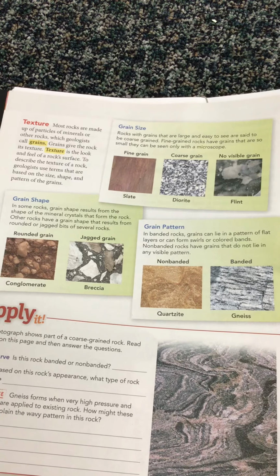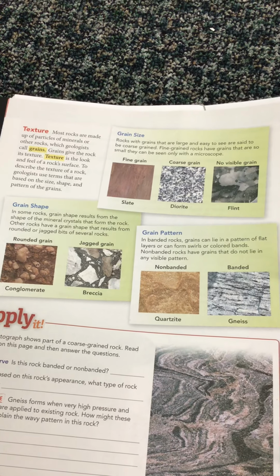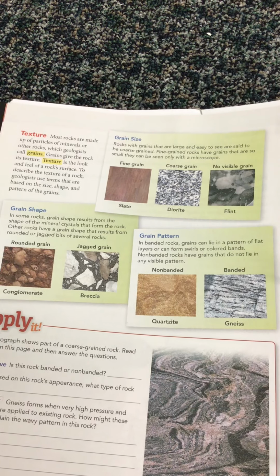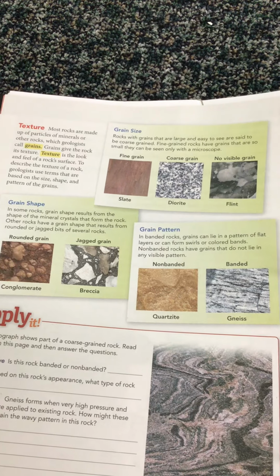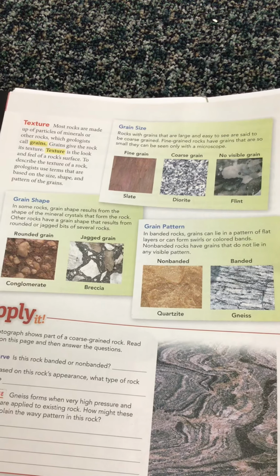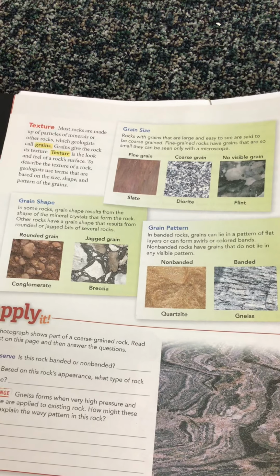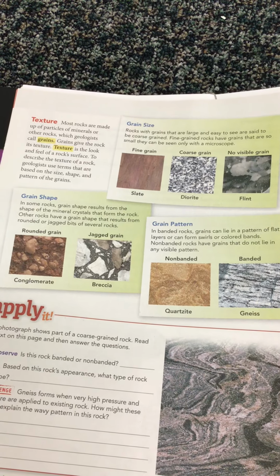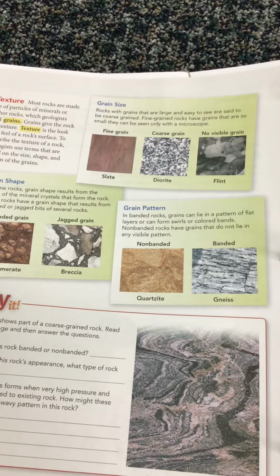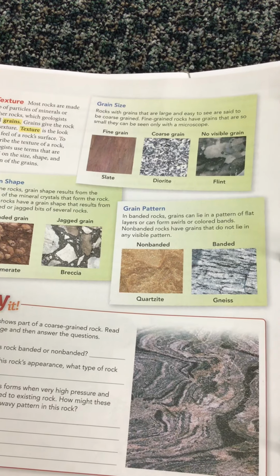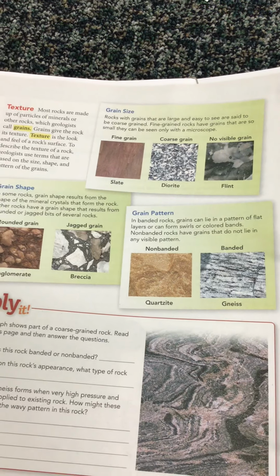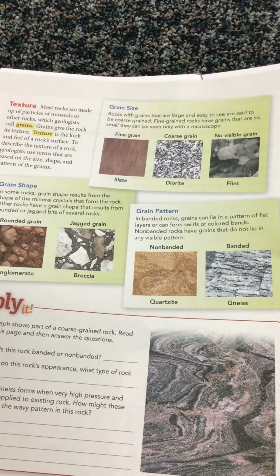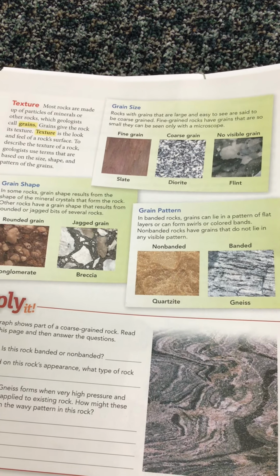Important stuff: rocks with grains that are large and easy to see are said to be coarse. Fine-grained rocks have grains that are so small they can't be seen without a microscope. Grain shape: some rocks' grain shape results from the shape of the mineral crystals that form. Other rocks have a grain shape that resulted from rounded or jagged bits of several rocks. And the pattern: in a banded rock, grains can lie in a pattern of flat layers or can form swirls of color bands. Non-banded rocks have grains that do not lie in any visible pattern.